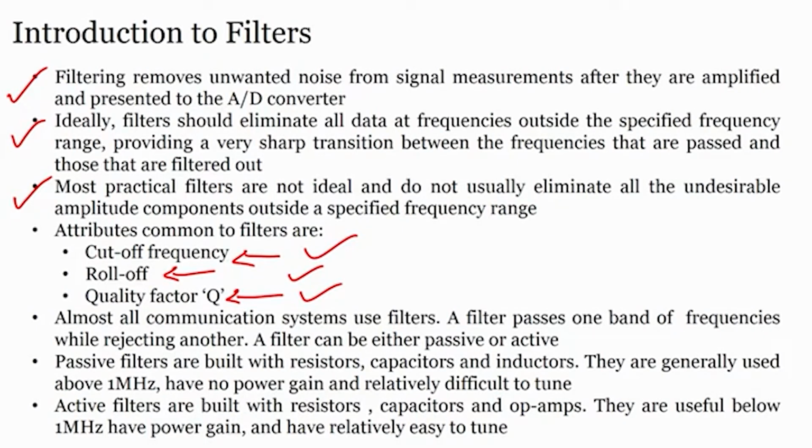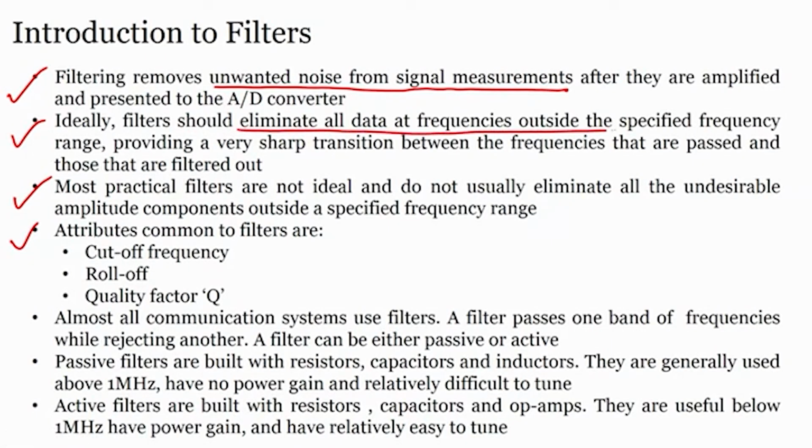Okay. Now, what we have seen until here: first, unwanted noise is to be removed from signal measurements, that is a roll off filter. Second, it should eliminate all the data frequencies outside the specified range of frequencies. Third, it should have a very sharp transition between frequencies that are passed and those that are filtered out. Fourth, ideally they do not usually eliminate all the undesirable frequencies. This is what we have understood about the filters. Then we have seen attributes common to filters, 3 attributes: cutoff frequency, roll off and quality factor, alright.